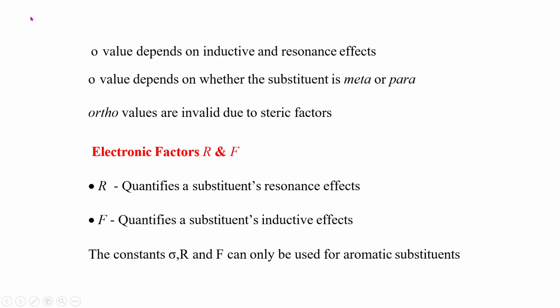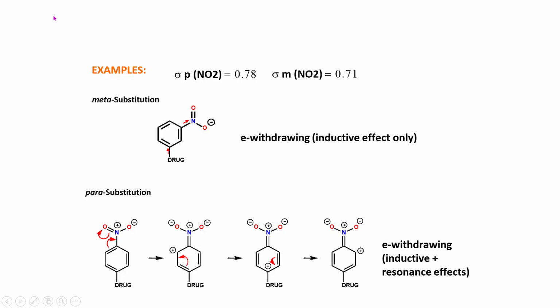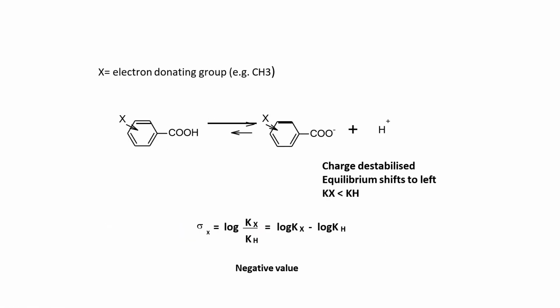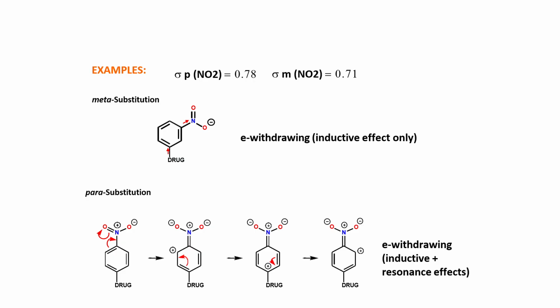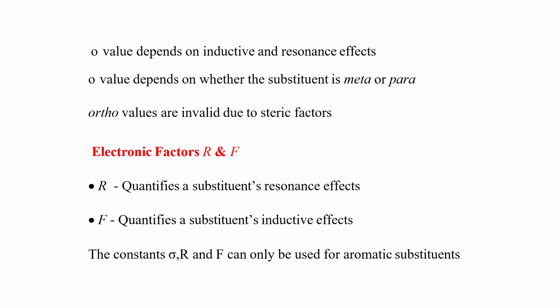The values depend upon the inductive effect and the resonance effect. These electronic properties depend totally on the electron donating or electron withdrawing groups. At the meta position there is an electron withdrawing inductive effect only, whereas if we change anything at the para position, there is an inductive plus resonance effect. The value depends upon whether the substituent is meta or para. Ortho values are invalid due to steric effects.